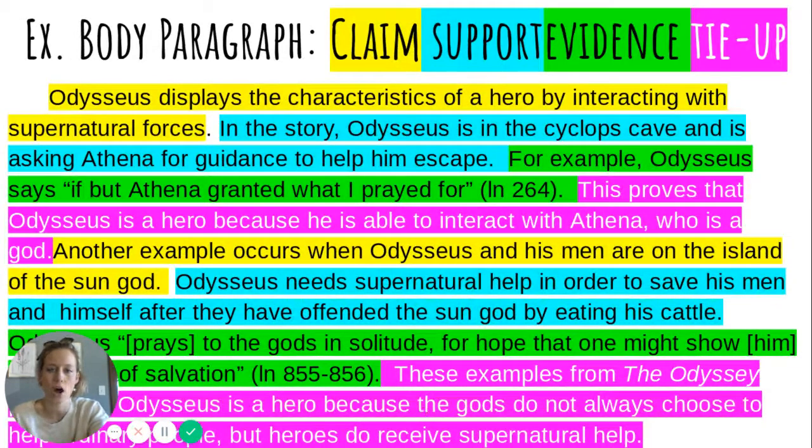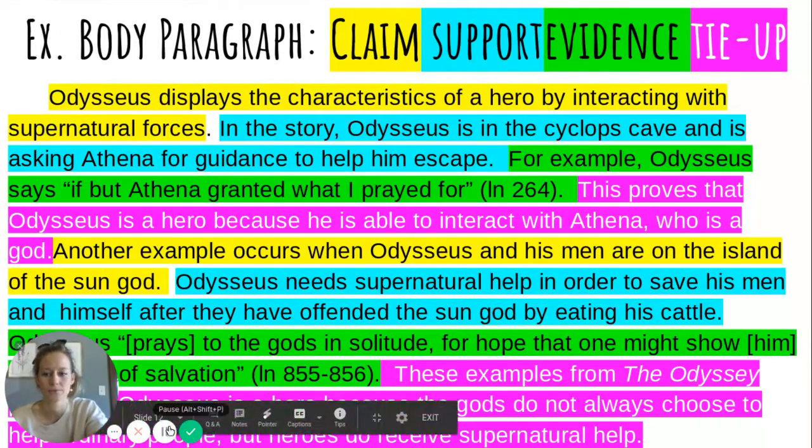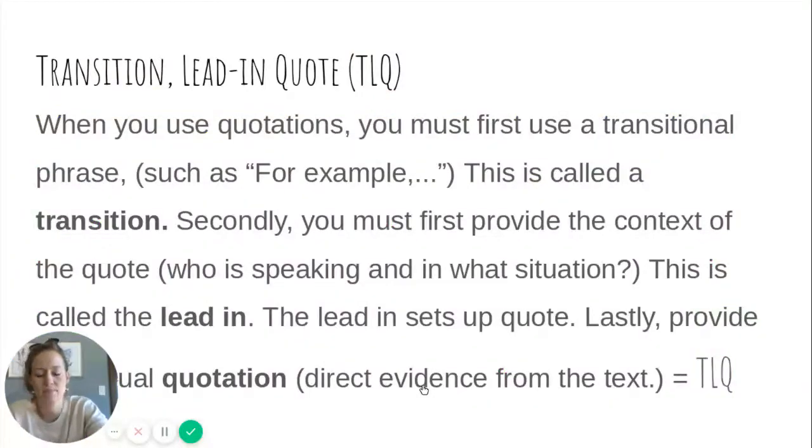This is an Odyssey argumentative paragraph that is diagrammed out and color-coded because, you know, I'm extra. For CSET, you can press pause and read through this to help you see a claim, support, evidence, tie-up structure for an example. So here's an explanation of TLQ. You might want to press pause again to read through this slide.